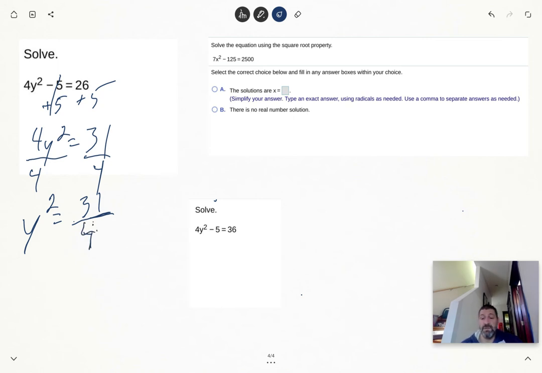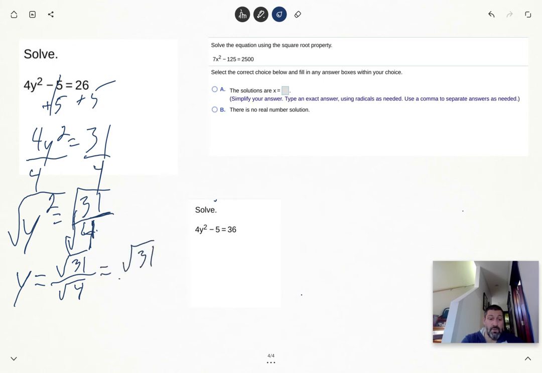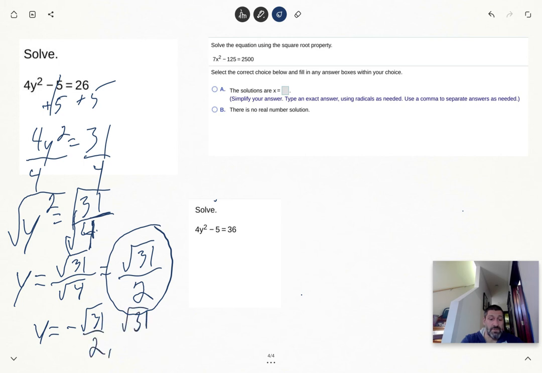Okay, now to get rid of the exponent, I'm going to take the square root of the left side and the square root of the right side. Now it's starting to get messy. So the square root of y squared is y. And I'll break this down into the square root of 31 over the square root of 4. The square root of 4 is 2. Is there anything that I forgot? Negative square root of 31 over 2 and positive square root of 31 over 2.